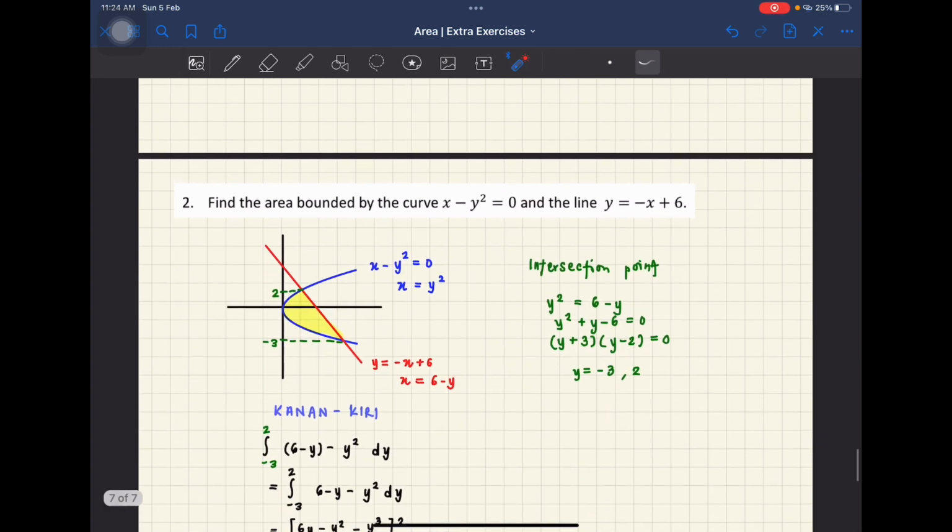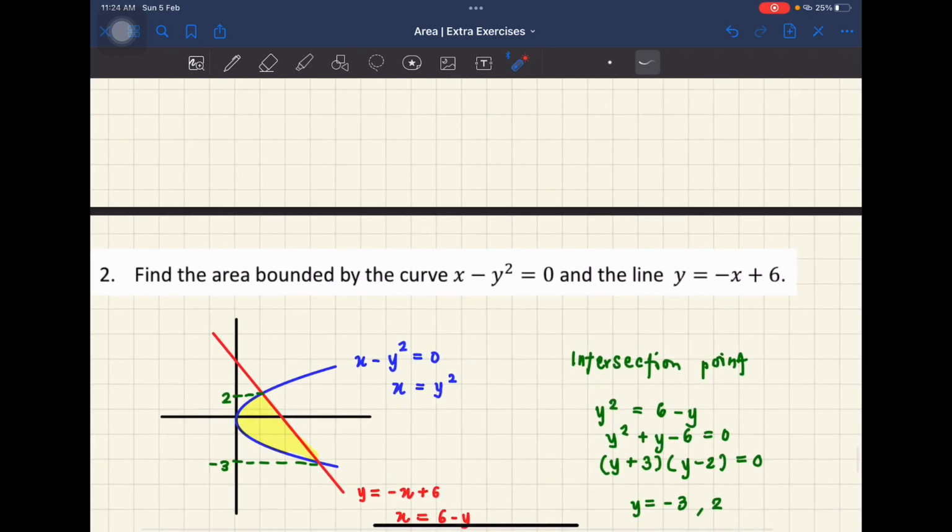Right, so this question, find the area bounded by the curve x minus y square equals to 0. This is the first condition. And the line y equals to negative x plus 6. Okay, so kita ada quadratic, not a quadratic, this is actually a parabola. Okay, so kita ada satu parabola dengan satu linear sahaja.